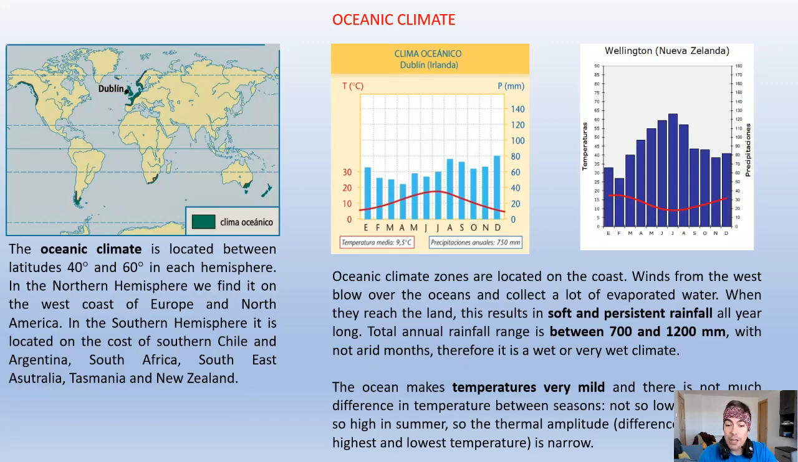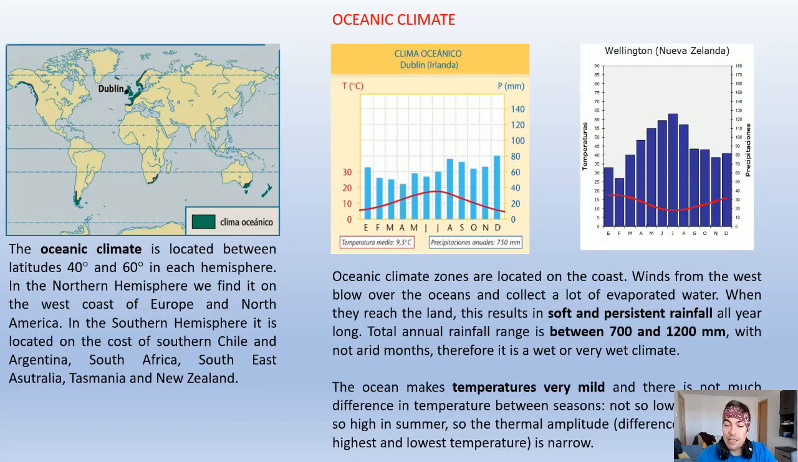The total annual rainfall range is between 700 and 1200 millimeters, and they have no arid months. Remember that in order for a month to be arid, the precipitation bar should be below the temperature line, and this does not happen in either of these climate graphs. Therefore, they are wet or very wet climates.